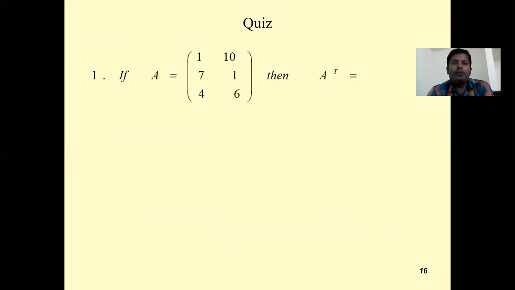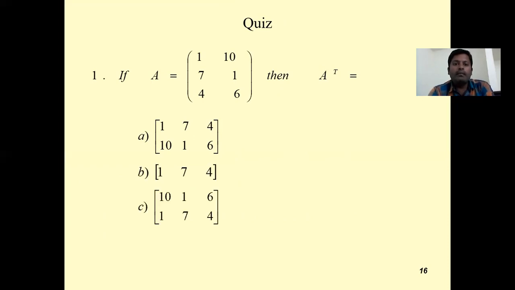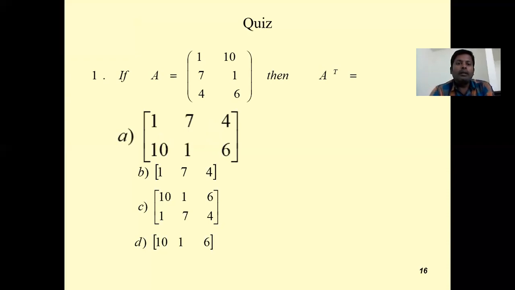If A is equal to 1, 10, 7, 1, 4, 6, then what is A transpose? What is the meaning of transpose? We just have to interchange the rows into columns. Here option A is 1, 7, 4, 10, 1, 6. Option B is 1, 7, 4. Option C is 10, 1, 6, 1, 7, 4. Option D is 10, 1, 6. What is the answer? 1, 7, 4, 10, 1, 6. We just have to interchange columns into rows, or rows into columns.